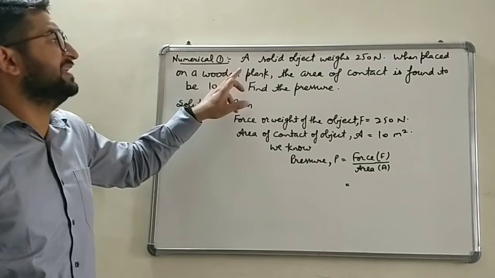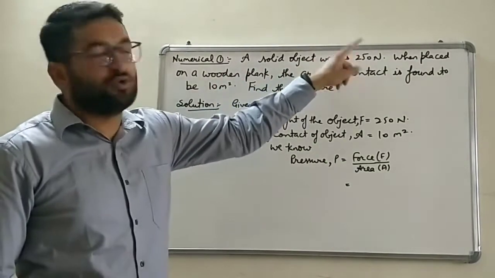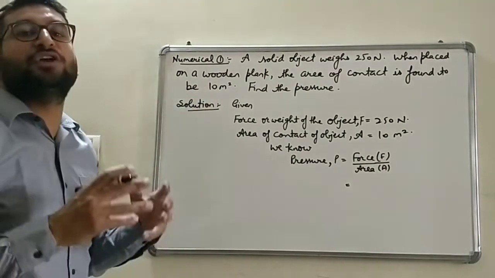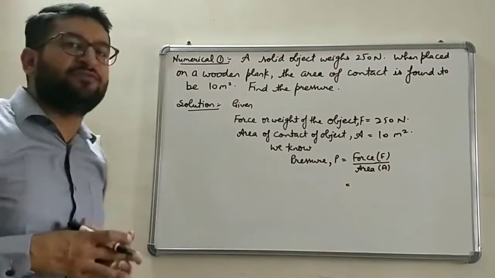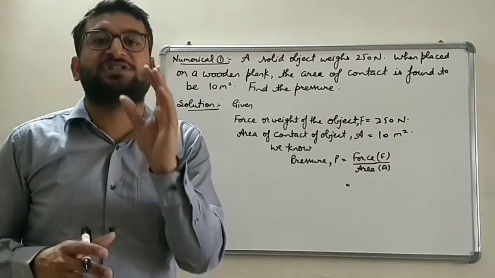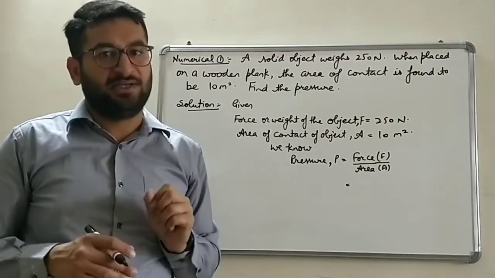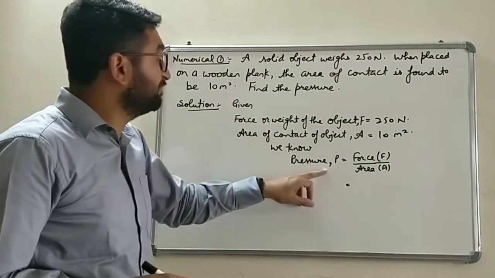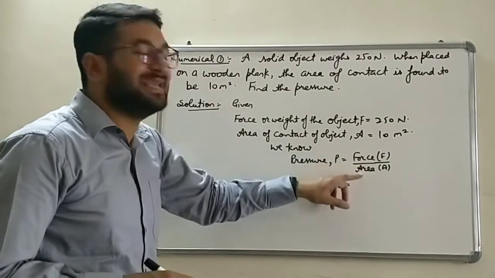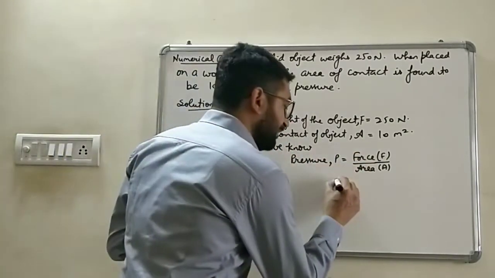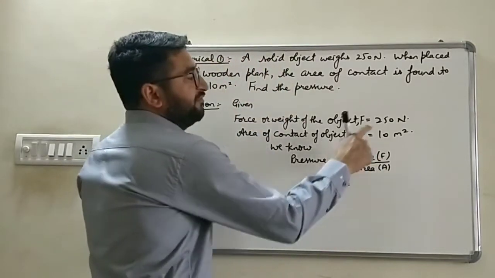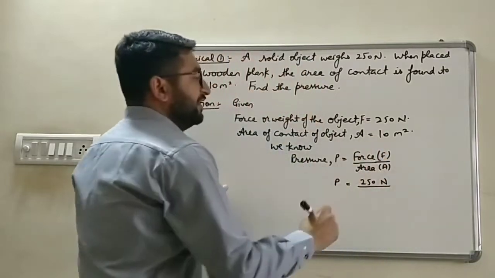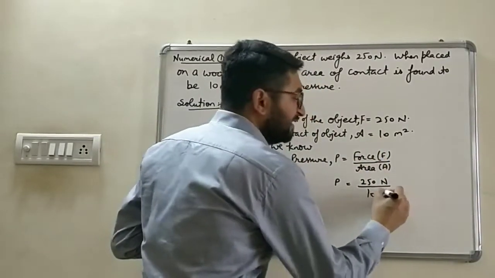So, children, from the first line what did we learn? The object's force, its weight, and second its area of contact. We know the formula of pressure is force divided by area. The pressure is force per unit area. So by the formula, pressure P is equal to force F by area A. So put the values, beta. In place of force, we place 250 newtons, and in place of area, 10 meter square.